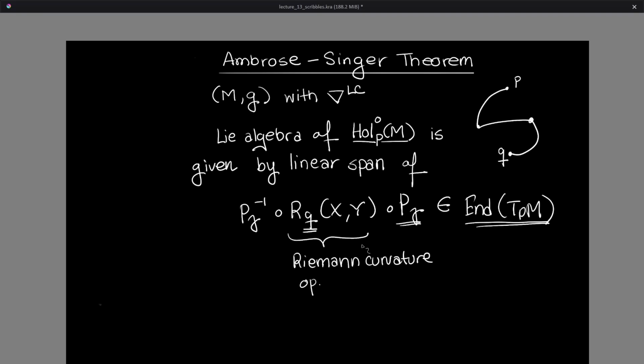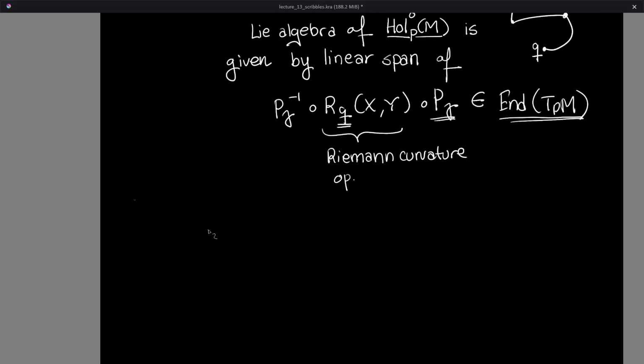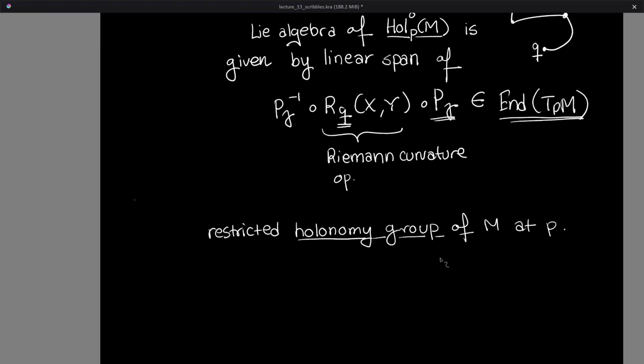So what is this? This is the restricted holonomy group of M at P. So holonomy, remember, means that we have this parallel transport operator go around in a loop, and we look at what happens to vectors around that loop.